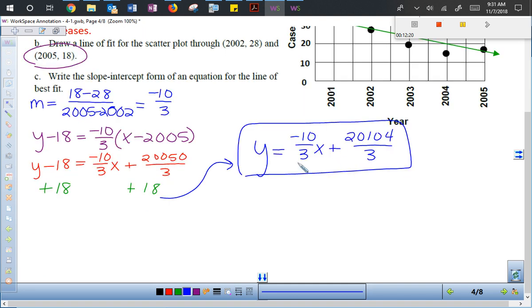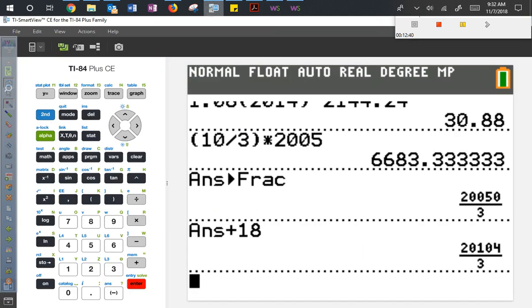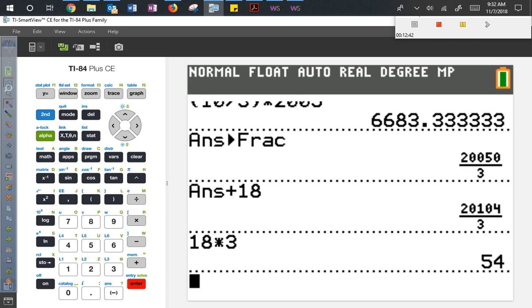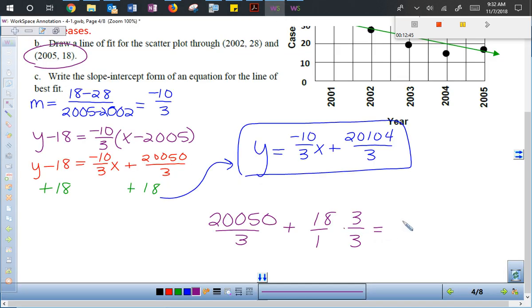Now, if your calculator wouldn't give you a nice fraction on that one as well, I'm just going to remind you how to add fractions. So I'm going to have 20,050 over 3 plus 18 over 1. But to add them, these have to have common denominators. So I want to have a denominator of 3. So I take 18 times 3, and I get 54. So this will equal 54 over 3, and I want to add that to 20,050. So 20,050 plus 54 is 20,104, and then you have a denominator of 3.